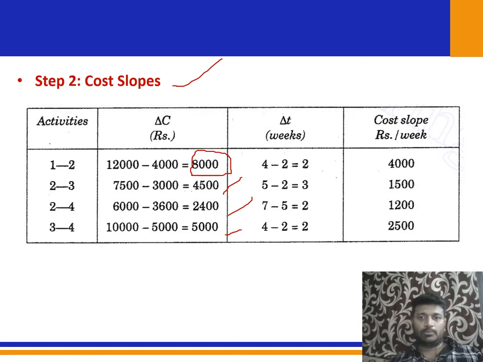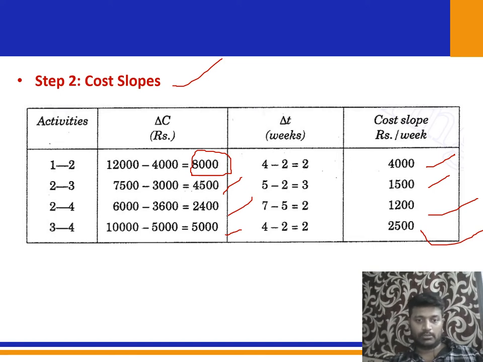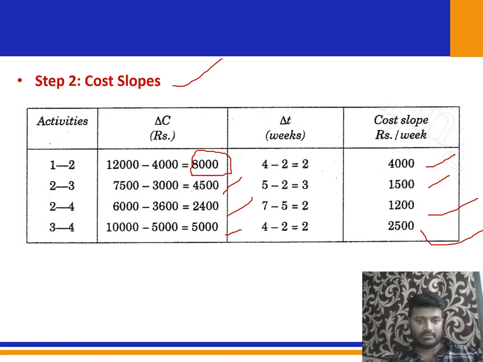And cost slope is nothing but the ratio of delta C by delta T, okay. So 8,000 divided by 2, you will get 4,000 per week. Similarly for 4,500 divided by 3, 1,500. Similarly for 2,400 divided by 2, you will get this value. And similarly for this 3 and 4, you will get this value. So this is the way to find the cost slope for each and every activity, okay.